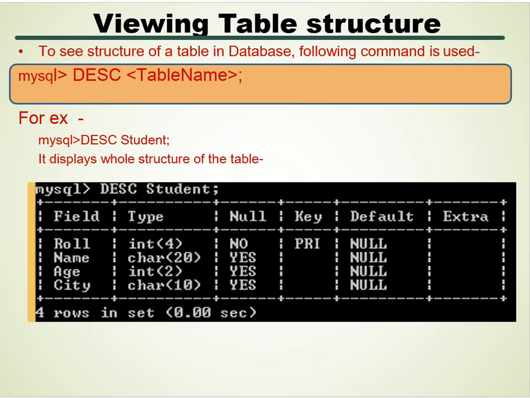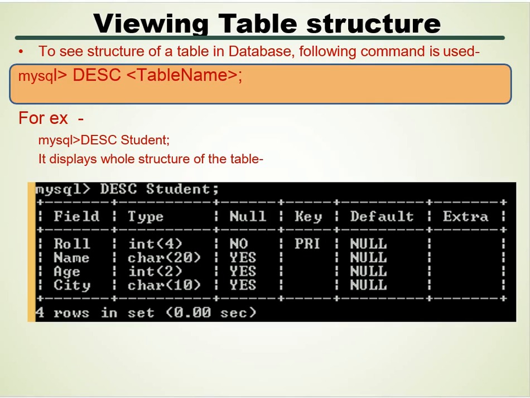How you can view the table structure. Just now we have created the table structure. Now the next thing, if we want to display the structure of the table, we can use the command DESC, that is describing of the table. So DESC space name of the table and semicolon, then you will press enter. It will show the structure of your table.